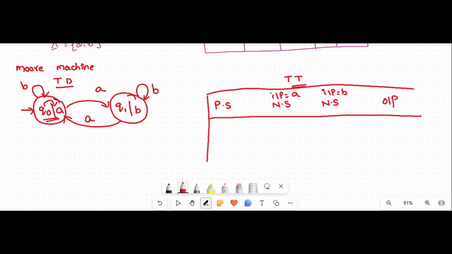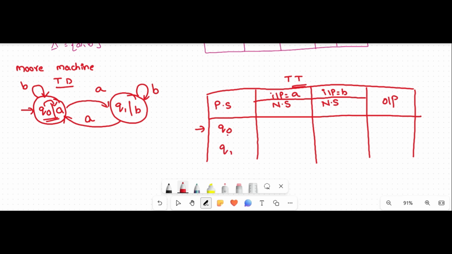Now observe the difference between Moore and Mealy. Now what is the present state? Q0, Q1. Q0 is generating the output A. Q1 is generating the output B. Q0 with A going to Q1 state. Q0 with B going to Q0 state. Q1 with A going to Q0 state. Q1 with B going to Q1 state. That's all. This is the Moore machine transition table.